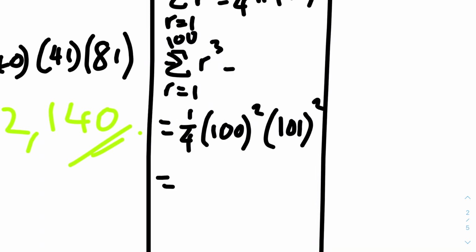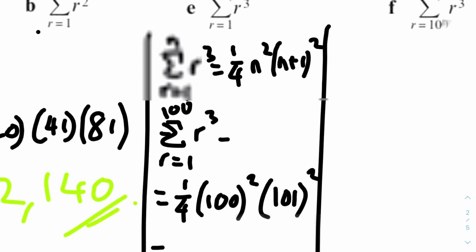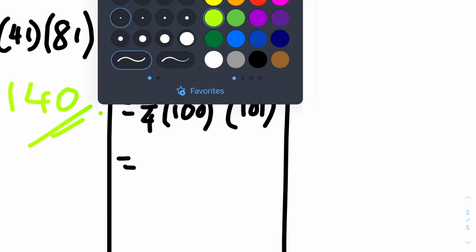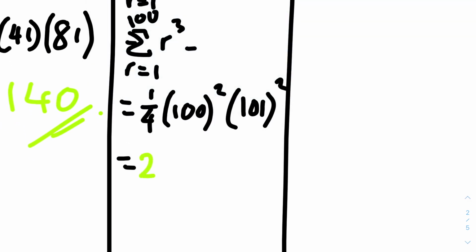And this will get us a large number, which I'll type into my calculator right now. So the sum of r cubed from r equals 1 to r equals 100, and that gets us 25,502,500. It's a huge number, I'll just write it out. 25,502,500, like so. It's a huge number.